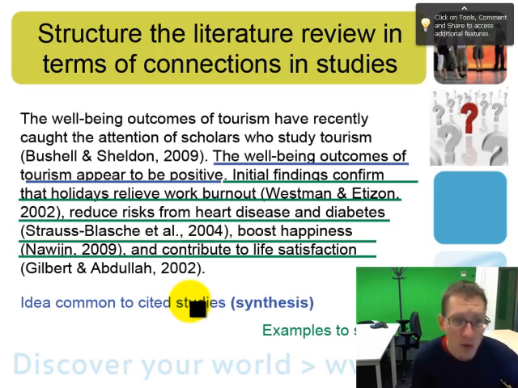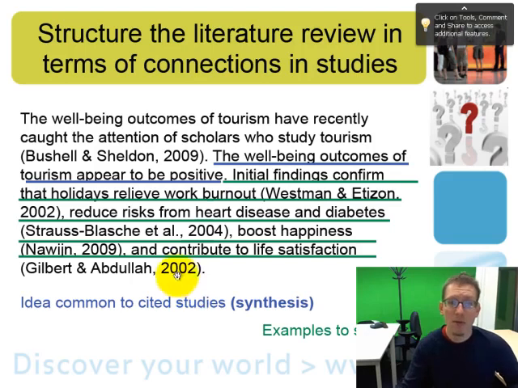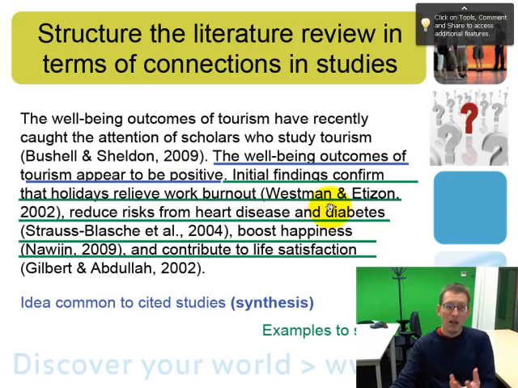So I wrote, the well-being outcomes of tourism have recently caught the attention of scholars who study tourism. The well-being outcomes of tourism appear to be positive. That's the synthesis. That's the common idea that I've gotten from all these papers. And then I have some examples to support. And each of these examples comes from a specific scientific article.